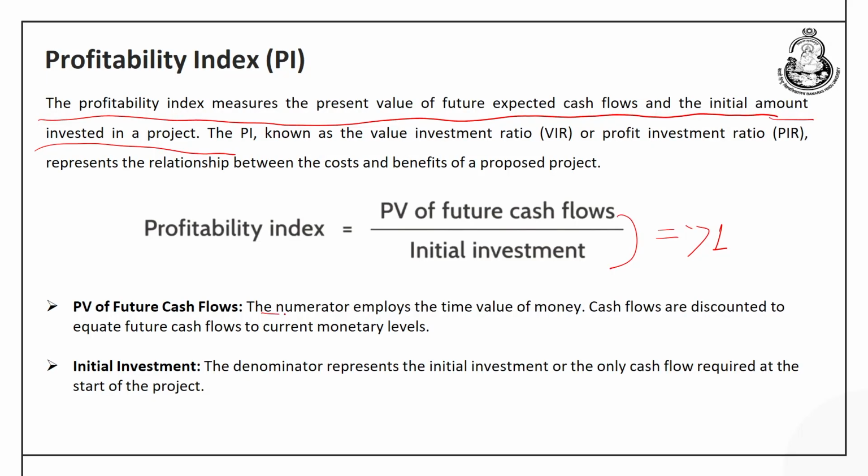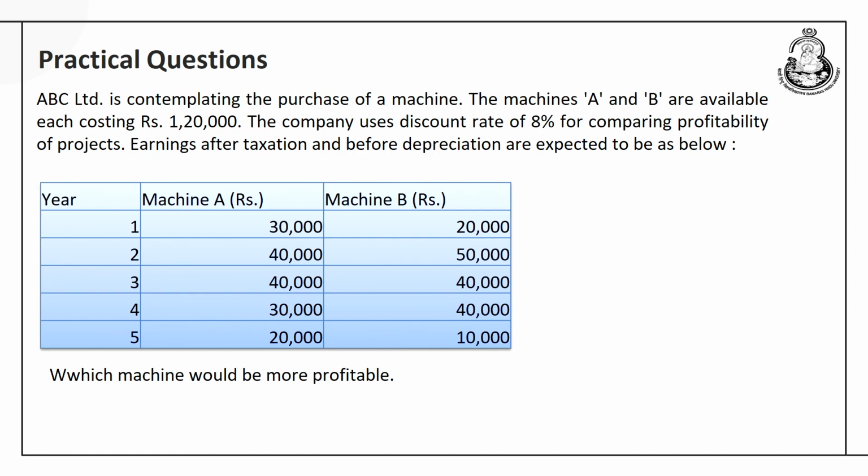So, here numerator is giving us the present value of future cash flows and the denominator is reflecting the figure of initial investment outlay. Let us see with the example that we have used in order to calculate the net present value. So, I hope the process is clear to you. These are the cash inflow from the project A and project B, and the initial investment is 1,20,000.